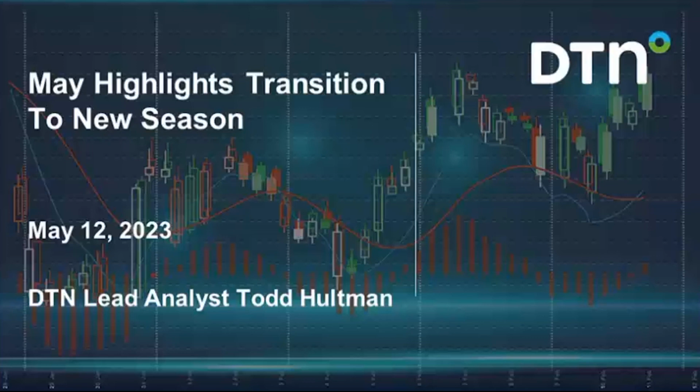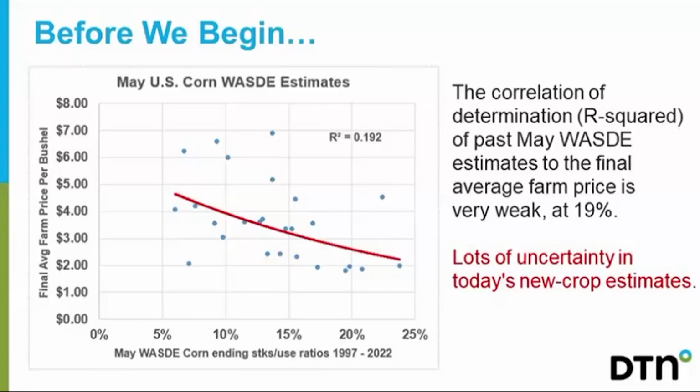And first of all, I need to start out with what I call my cigarette warning label, and that is that the estimates I'm about to tell you from USDA are very difficult to make, and they're not etched in stone is the point here. This is a correlation attempt at looking at USDA's ending stocks to use ratios, which is their estimate of the available supplies of corn and soybeans and wheat, in this case corn, and the comparison of how those May estimates compare to the final average farm price per bushel.